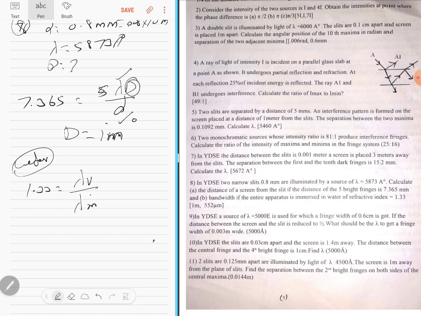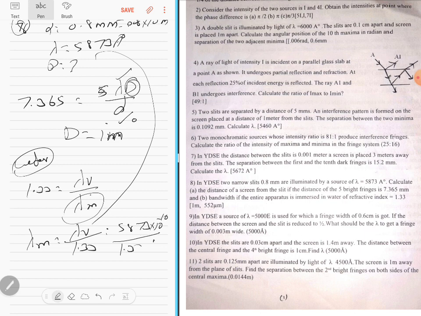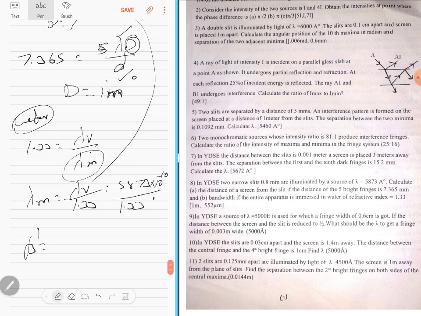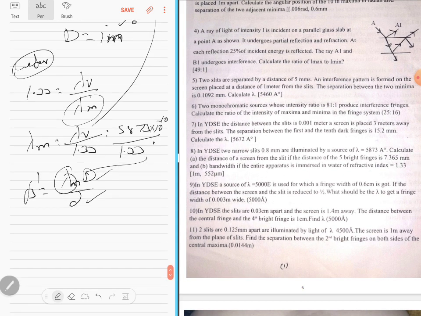After that, you have to find the wavelength in the medium, which is wavelength in vacuum by refractive index. Wavelength in vacuum is 5873 into 10 to the power minus 10, divided by 1.33, and you will get the wavelength in water. Once you get that, you have to find the bandwidth when the apparatus is immersed in water, beta dash, which is lambda in the medium into capital D by small d. You already know capital D's value and small d's value. That term is not going to change, only the wavelength in the medium changes. Substitute it here, get the value of beta dash, and make sure you get the answer they've asked you to find.